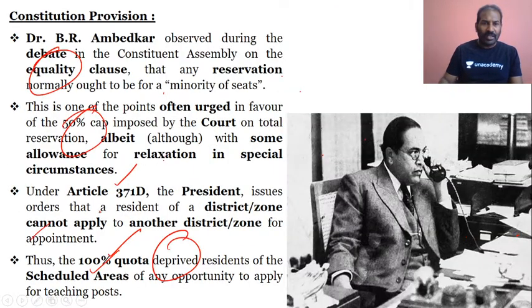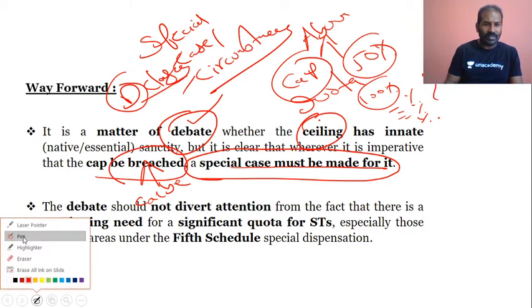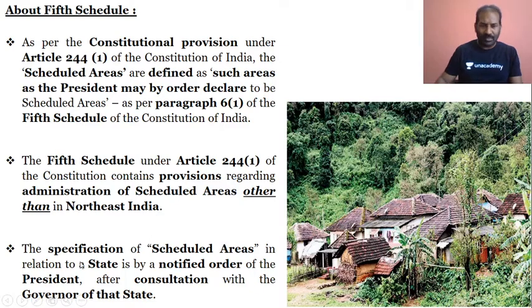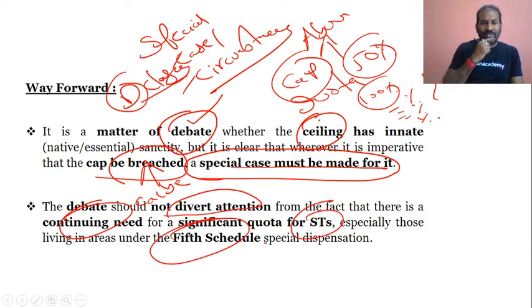There is a necessity of the debate now, and that is very important at this time. Fine. And the debate should not divert attention. What is also important is that we need to have a debate, but at the same time the debate should not divert the attention. What attention? The continuing reservation for the STs, which is part of the 5th schedule, should not be disturbed, should not be diverted.